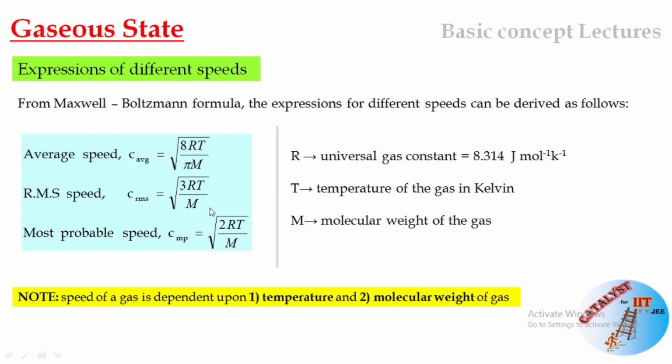Please remember that here the speed of a gas is dependent upon the temperature, which is capital T, and the molecular weight, which is capital M. Remember, R and pi are the constants here. So, the speeds only depend upon T and M.